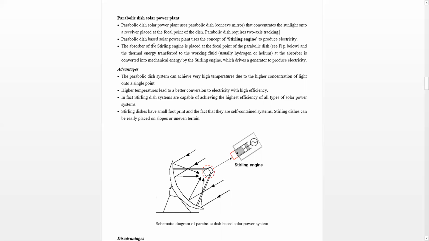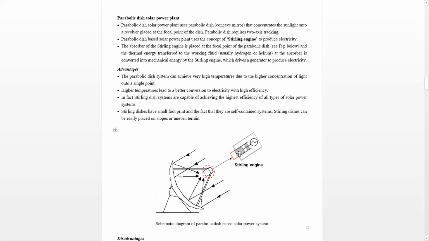Now, a parabolic dish-based solar power plant uses the concept of a Stirling engine to produce electricity. I hope all of you must be aware of the working of the Stirling engine. So, this is the heat absorbing side of the Stirling engine. This side is placed at this focal point. So, all the radiation reflected onto this is falling on this absorber side of the Stirling engine.